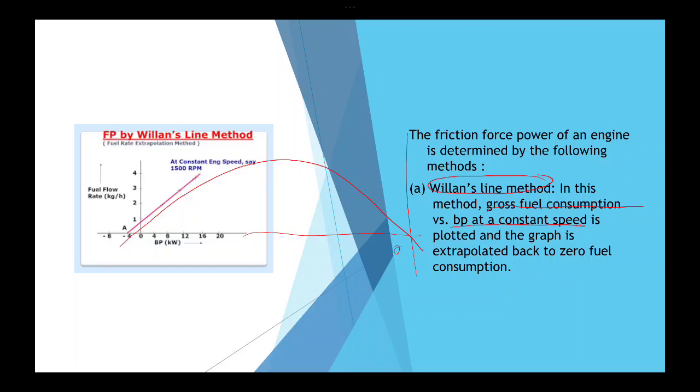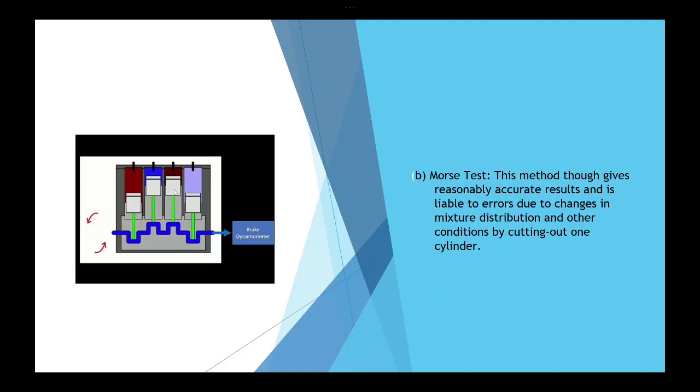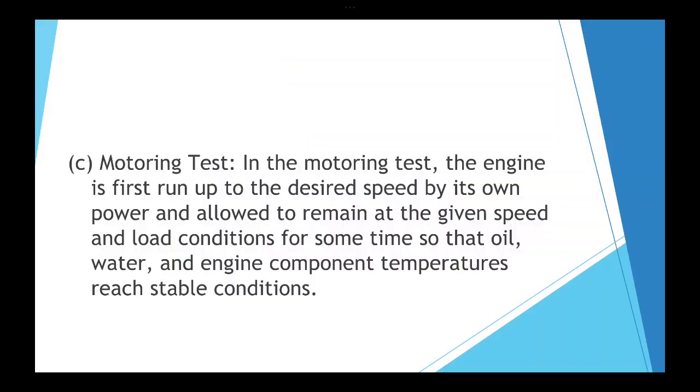Next we have the Morse test. This Morse test is a method that gives reasonably accurate results, though it is liable to errors due to change in mixture distribution and other conditions, by cutting out one cylinder. Again, the first one for friction power is the Willans line test, the second one is the Morse test, and the third one is by motoring test.